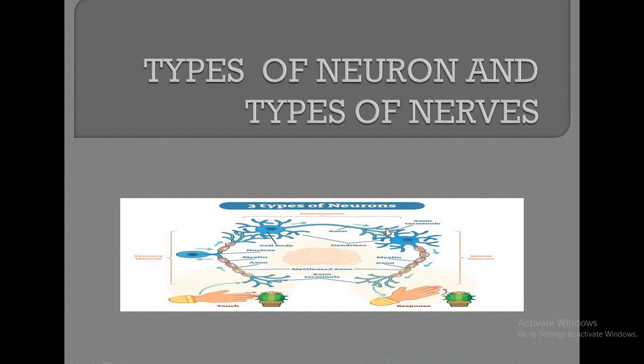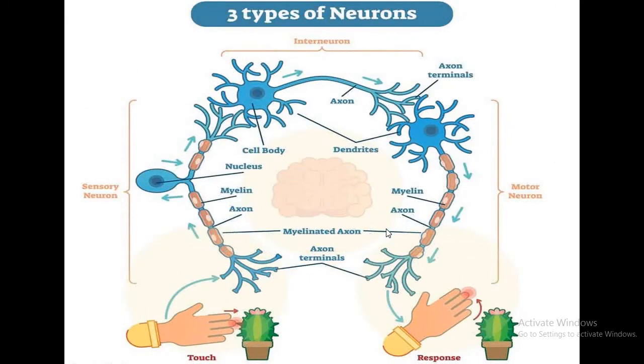There are three types of neurons, which are sensory neuron, motor neuron, and the connecting neuron or the association neuron or the interneurons. Inter means in between. So let's see what are the functions of sensory neuron, motor neuron, and connecting neuron.